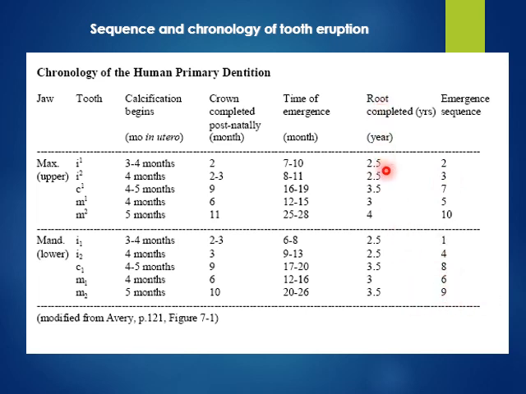And the root completion occurs at 2.5 years for the upper maxillary central incisors, and also for the lower central and lateral incisors, and 4 years for the second deciduous molar, and so on.